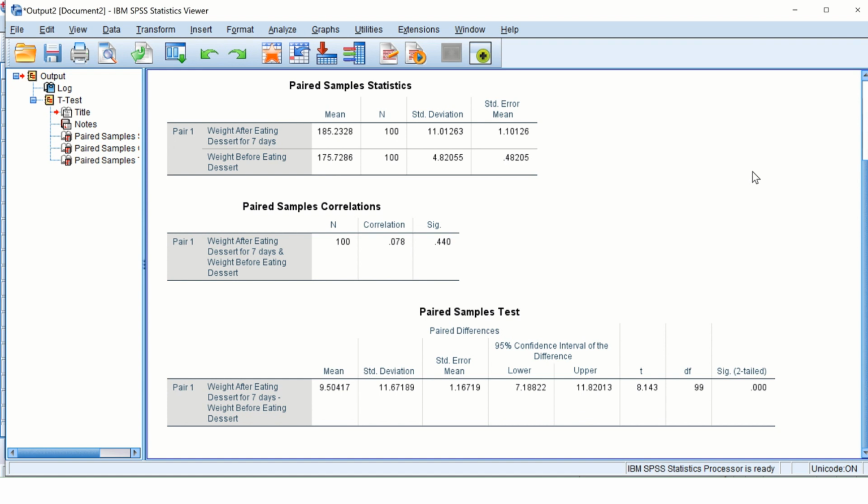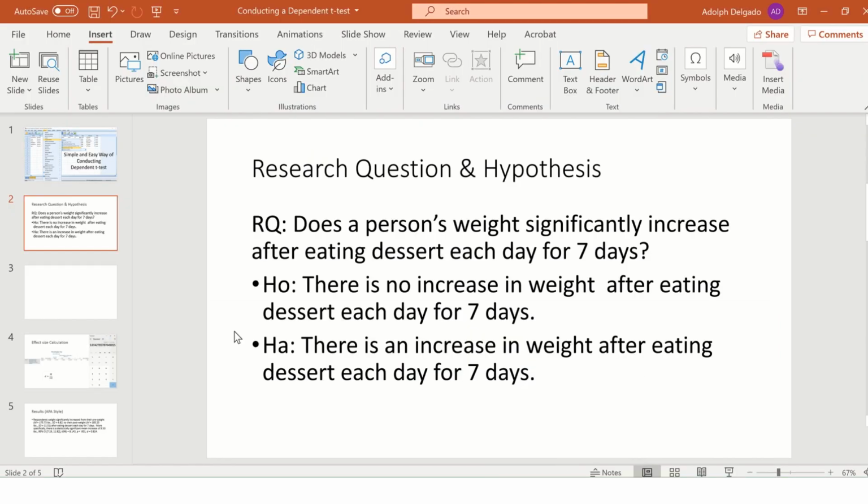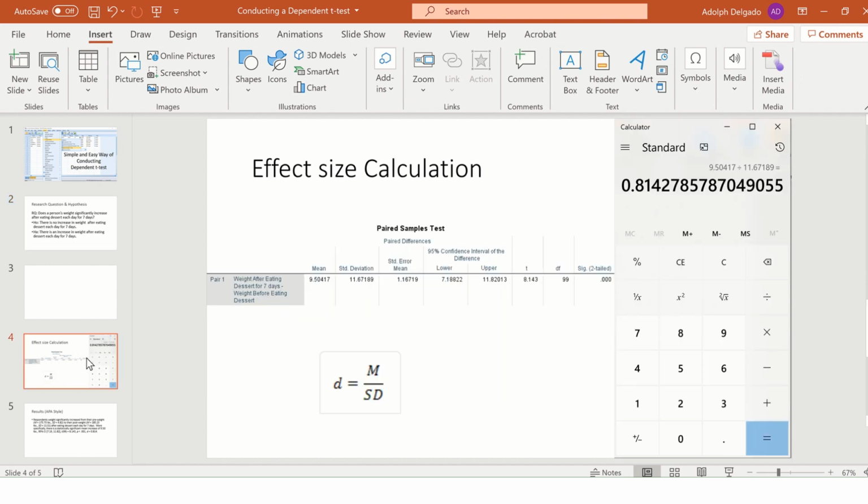If you watch my other videos, you know that I like to calculate effect sizes to determine the impact of the difference. So, unfortunately, SPSS does not calculate effect size for you. So you have to do a little bit of math to figure it out. So we will use Cohen's d, and this is the formula for Cohen's d. It's mean divided by standard deviation.